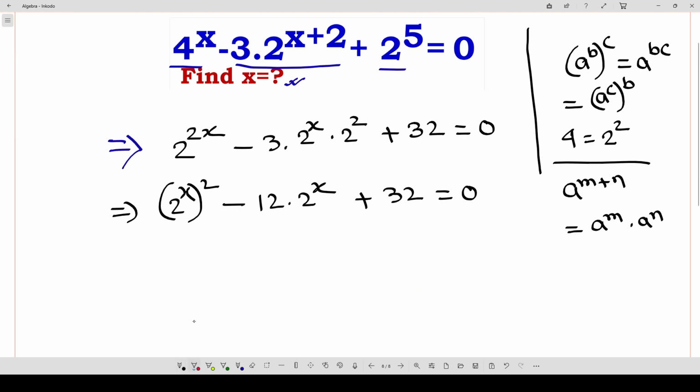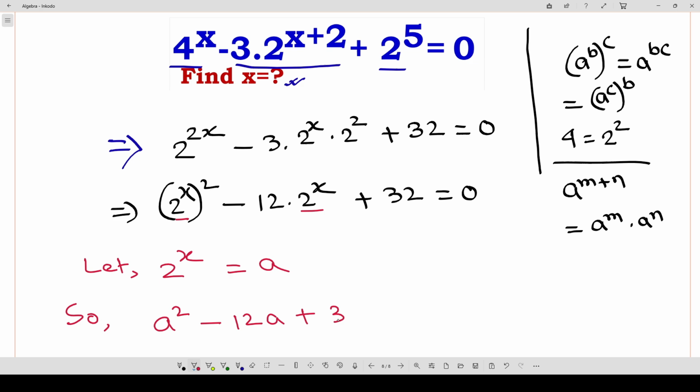Now here is 2 to the power x, also 2 to the power x. Let 2 to the power x equal a. So the expression will become a square minus 12a plus 32 equals 0.